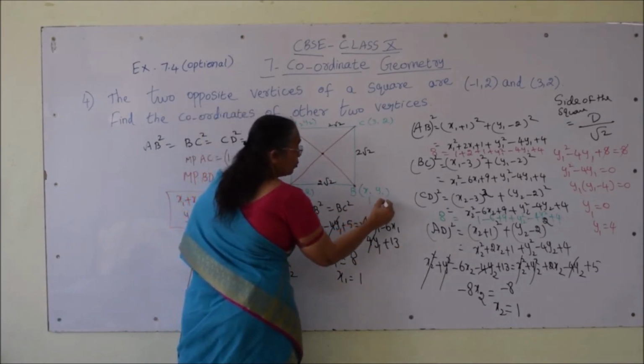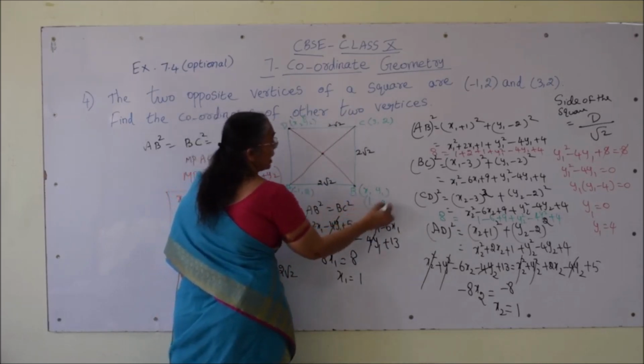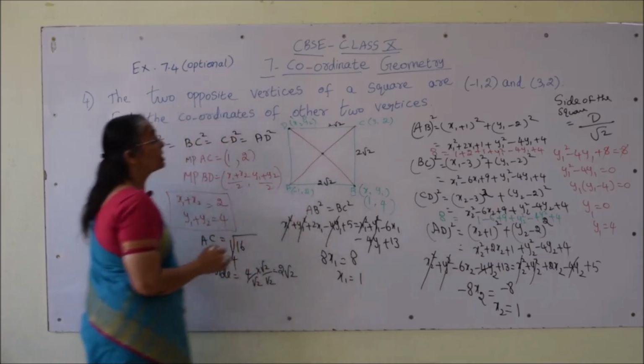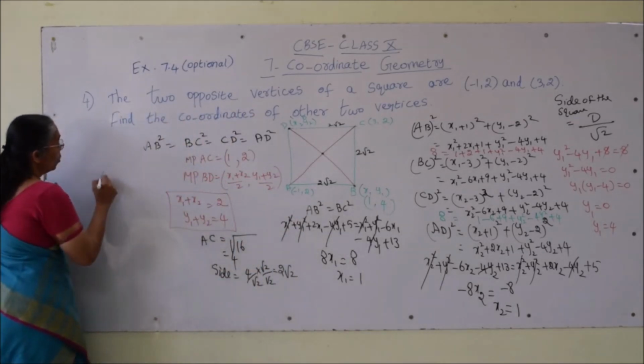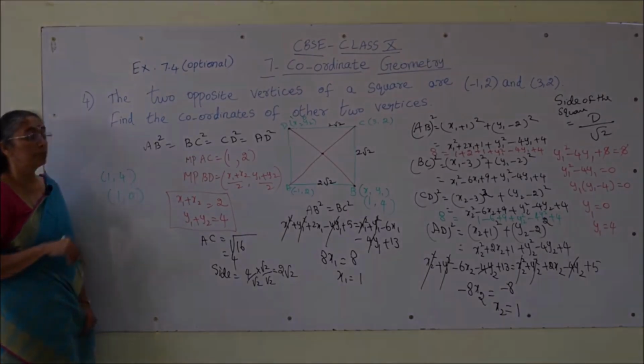So, we can give 4 here, 0 here or 0 here, 4 here, anything is same only. So, the other two vertices of the square are nothing but 1, 4 and 1, 0.